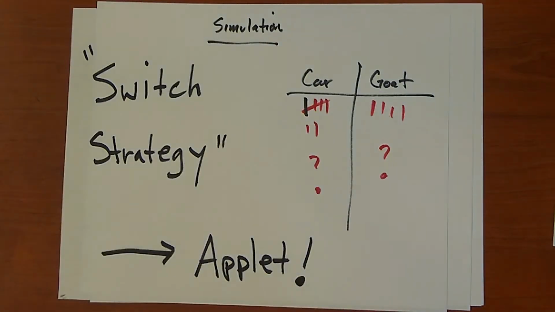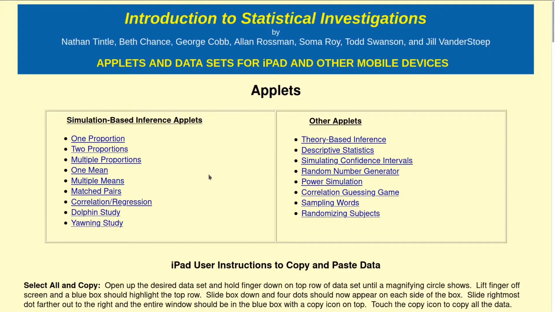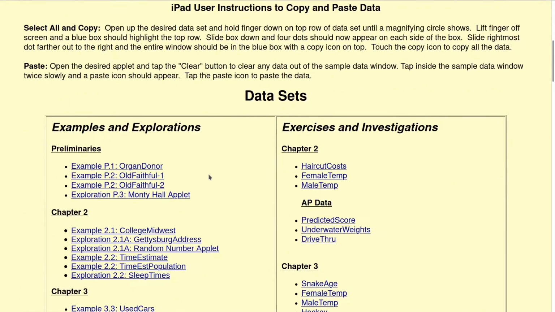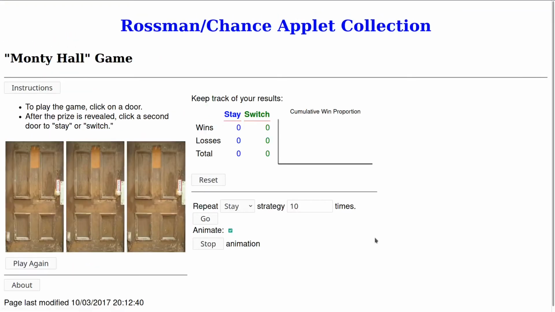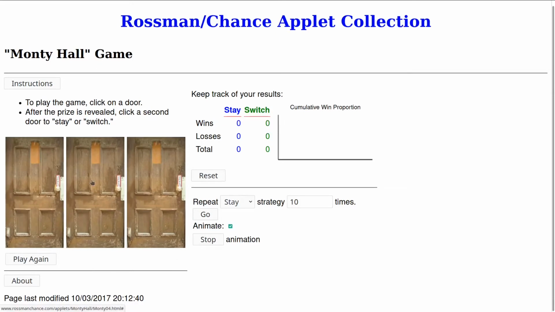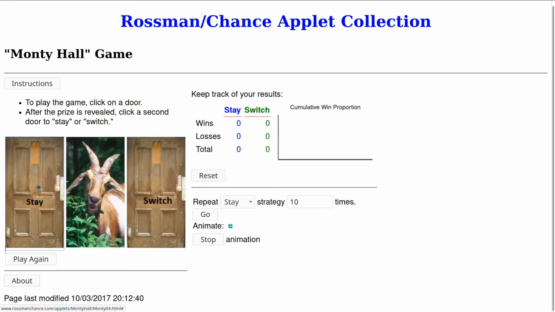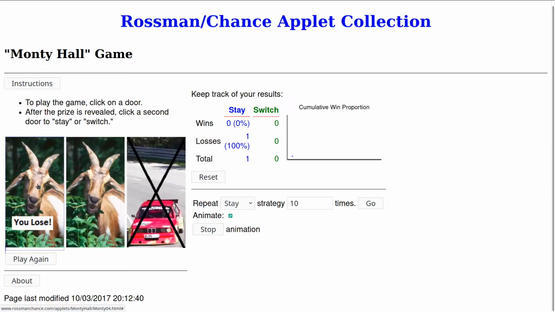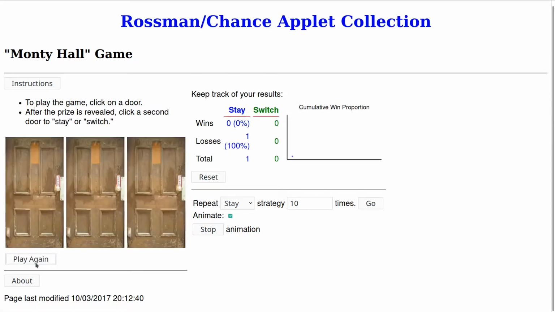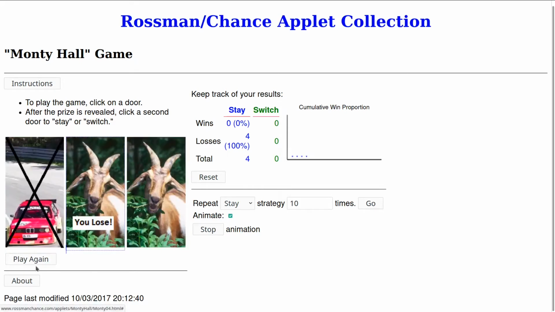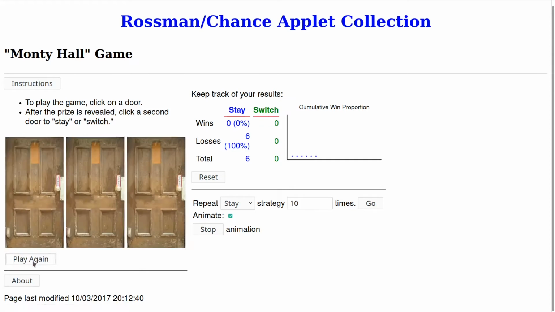Now that can get kind of tedious with cards, so what we're going to do is use an applet from the textbook website. So here's the textbook website, and here is the Monte Hall applet. It's named after the host of the game show. And notice on the Monte Hall applet, it lets you play either the stay or the switch strategy. So here I'm playing the stay strategy. So I'm clicking on a door and I'm staying with my choice. And notice I'm losing every single time, even though we know the probability of winning should be a third.